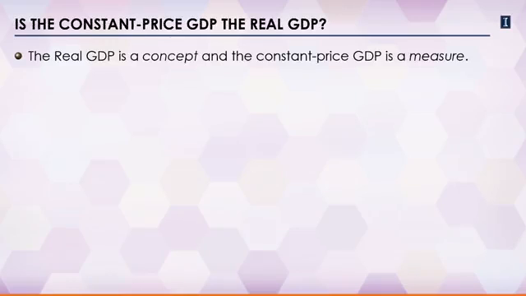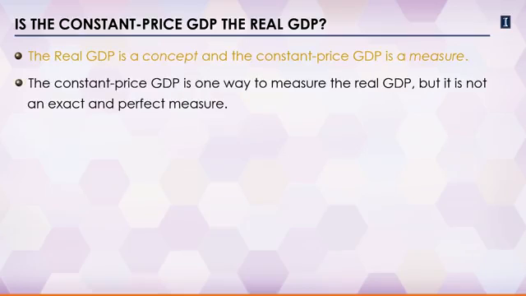Constant price GDP is an indicator of real GDP. But real GDP and constant price GDP should not be confused with each other. Real GDP is a concept. Constant price GDP is a measure. Constant price GDP is one way of measuring approximately what the real GDP is. But it's not a perfect one, and in fact, in some ways, it could be problematic.